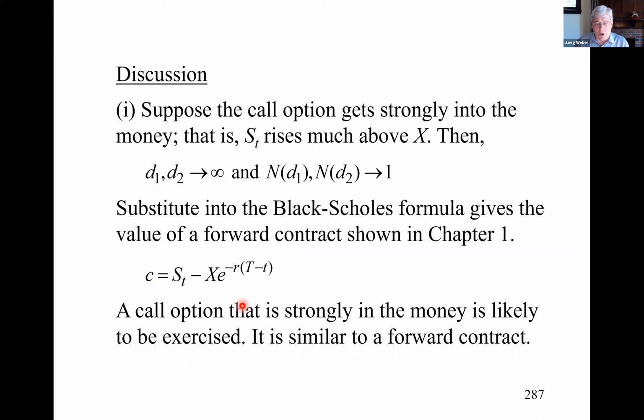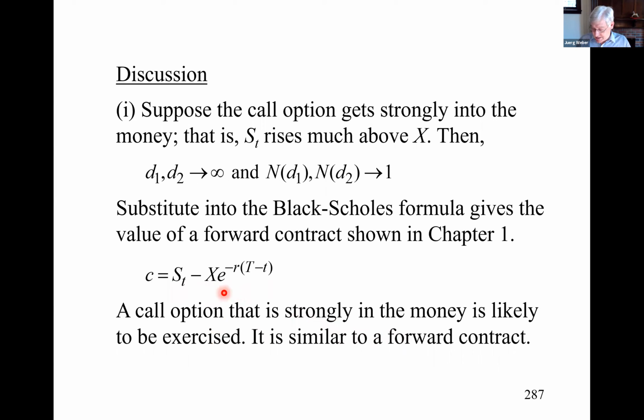A call option that is strongly in the money is likely to be exercised. It looks good for you. And so it's similar to a forward contract. Because with a forward contract, you must exercise. Actually, there you cannot walk out. And here, it's just very likely. It becomes more and more likely that you will exercise. So in both situations, you exercise. With a forward contract, you're just required to exercise it. And so it's the same formula as in chapter 1.